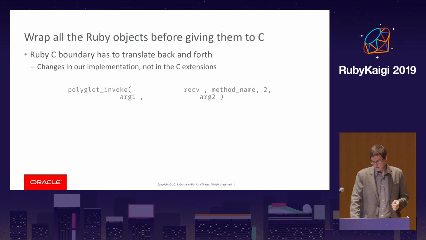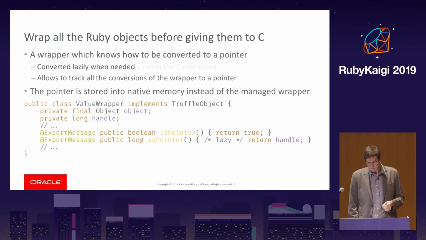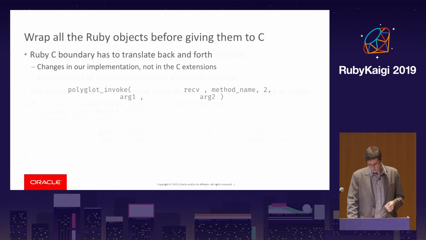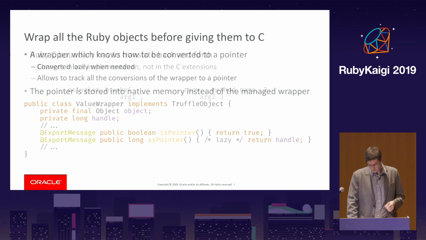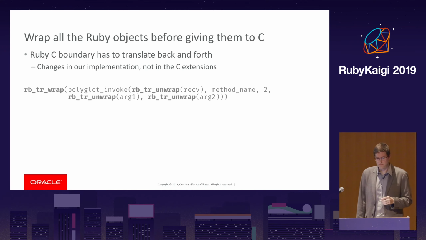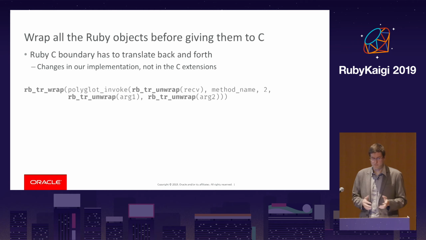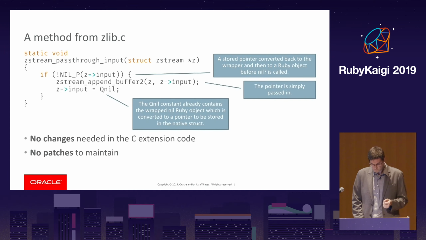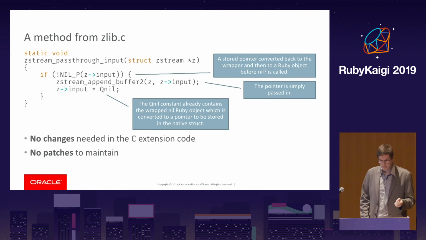And to do that, whenever we call from C to Ruby, we need to first unwrap the arguments, including the receiver, so we get the actual Ruby objects, and we have to wrap the return value back again. And what this allows us to do is run the code unchanged.